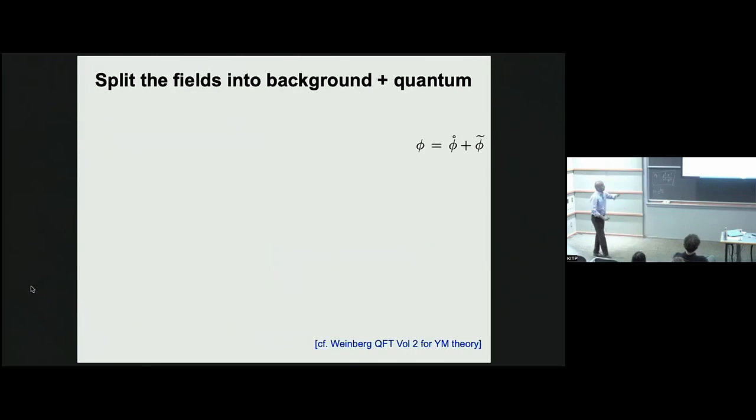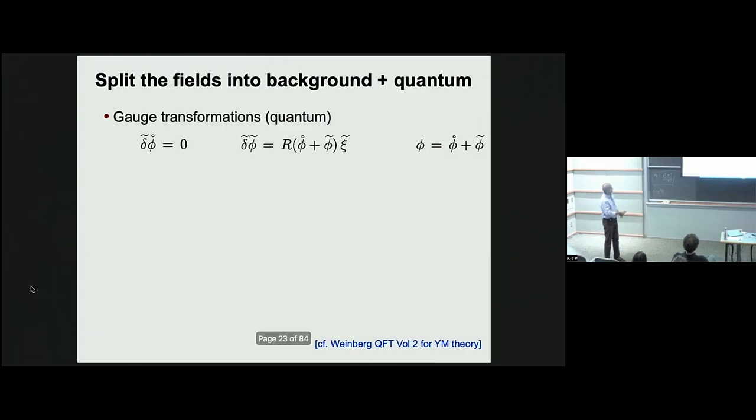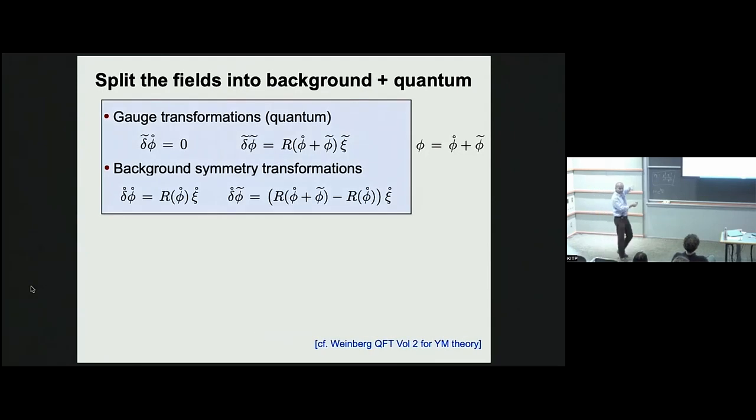Now, we want to split the fields into some background part plus a quantum part. This is as in the classical background field method. Okay, so circle is the background and tilde means the fluctuation. So now, as we all know, there are two sets of gauge transformations. There are the background transformations and what are called the gauge or the quantum transformations. Okay, so the quantum transformations don't act on the background; they only act on the fluctuations. And the background symmetry transformations act on the background as well as on the fluctuations.